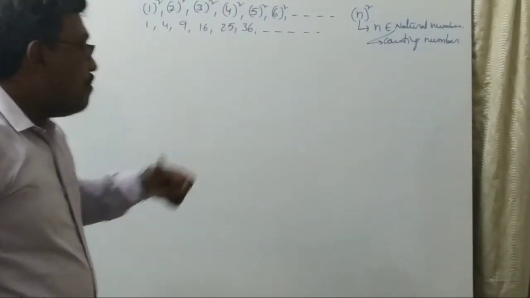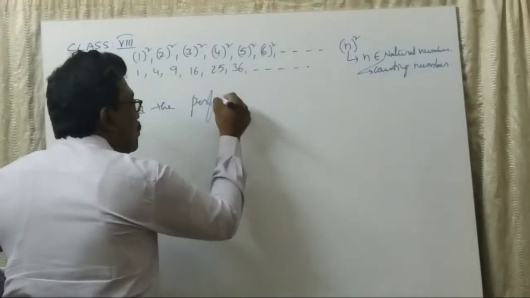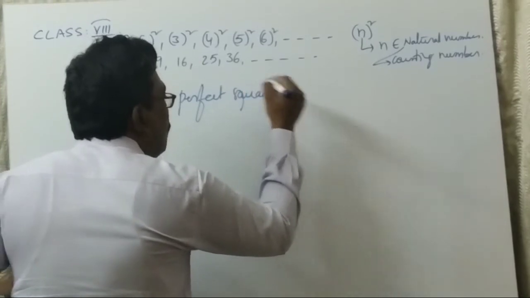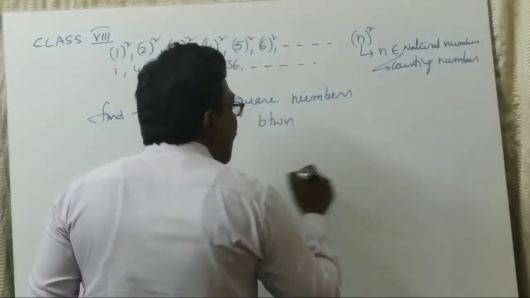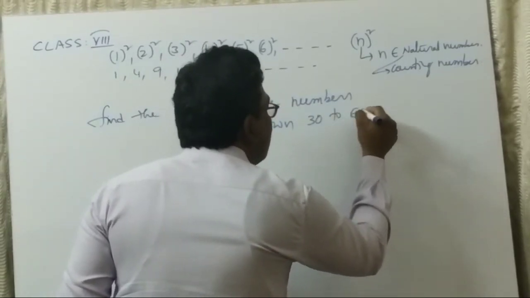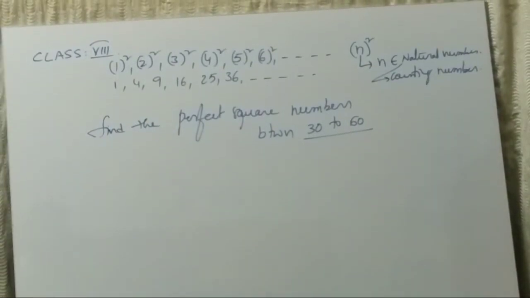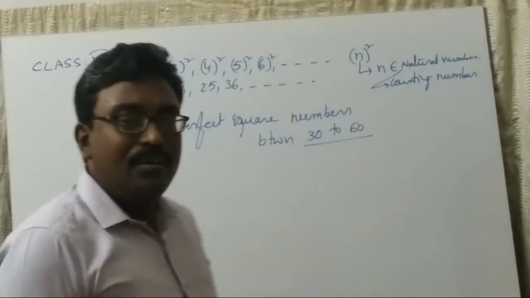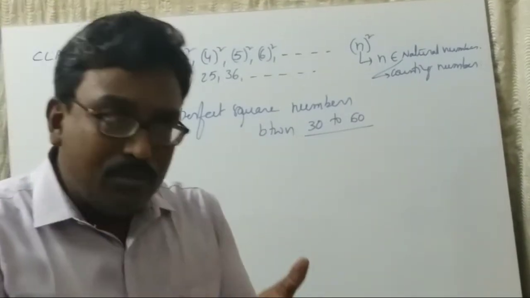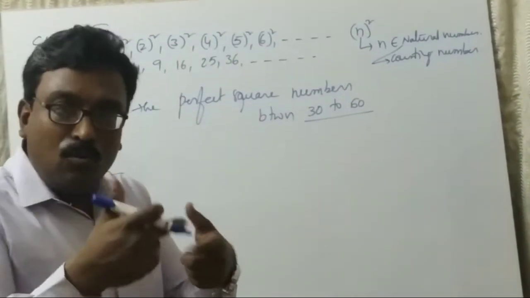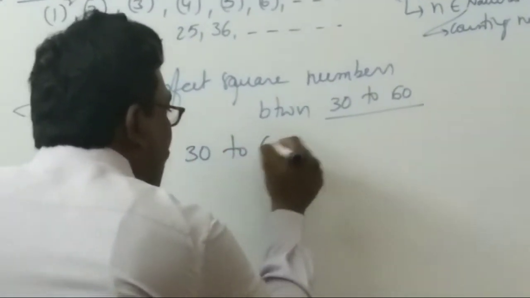Now my question is: find the perfect square numbers between 30 and 60. How many are there? You need not check whether 31 is a perfect square, no; 32, no; 33, no. You need not count like this. Then what shall we do? What is given? 30 to 60.